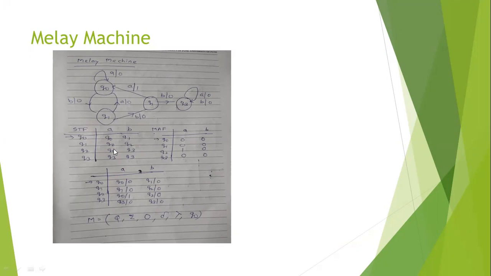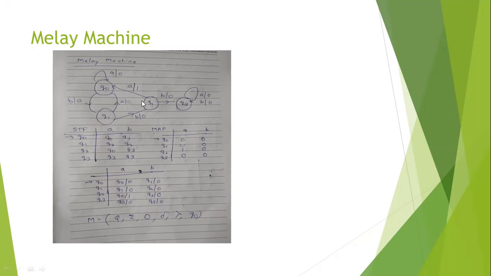STF table is nothing but a state transition function table. So state transition function table is indicating which state is traversing to which state for a particular input. So now we'll check for the input Q0. So Q0, there is input A and output is 0. So I can say Q0 for A input, it is going to Q0 itself. So here, this STF is just indicating where it is traversing for every input. Now Q0 to B, it is traversing to Q1.